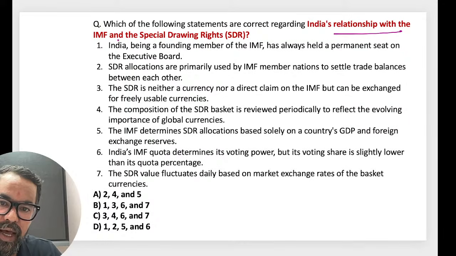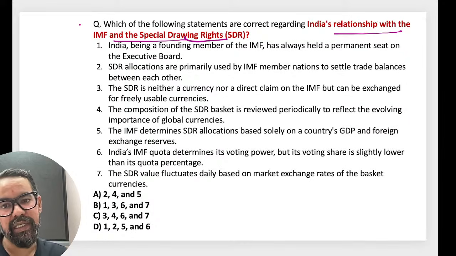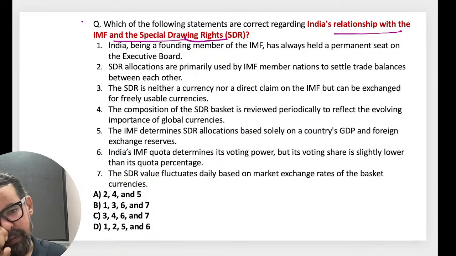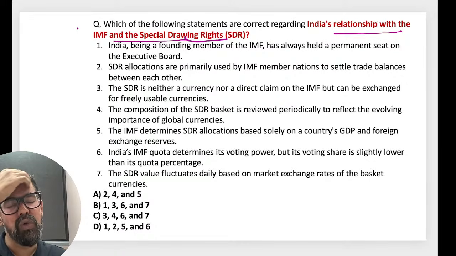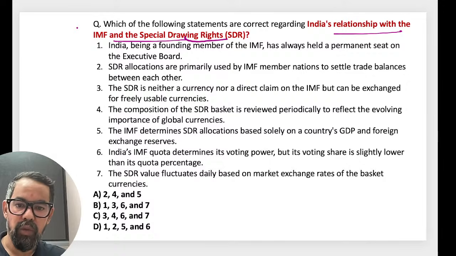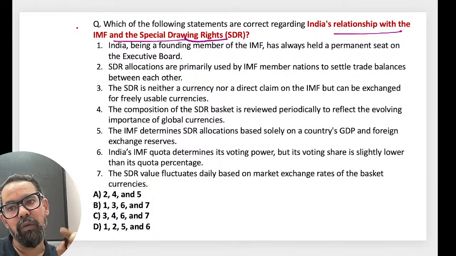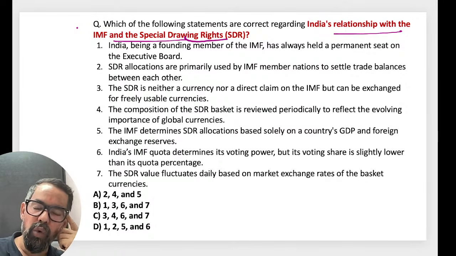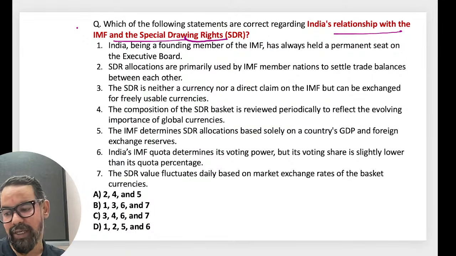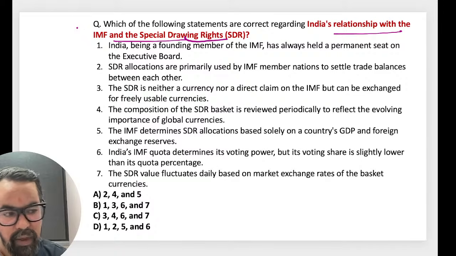India's relationship with IMF and SDR. India is among the top 10 nations when it comes to asset reserve with IMF. Our SDR share is around 2.73 and voting right is around 2.67 or something. So the voting right is lesser than the overall reserve. Our reserve accounts for around 2.72 and the voting right is around 2.67. So overall, the vote within IMF.